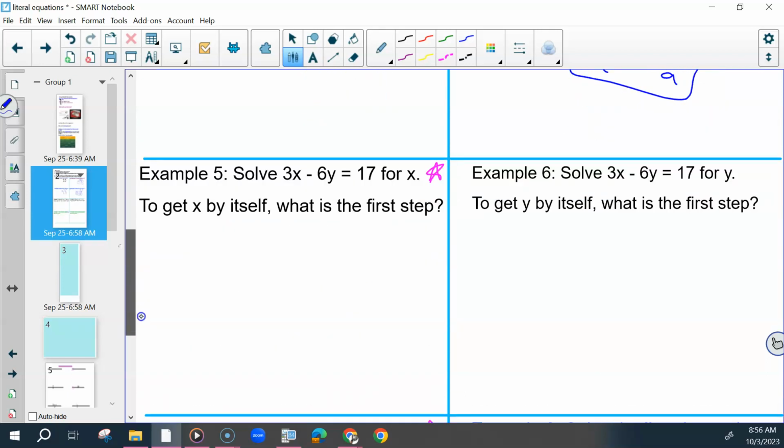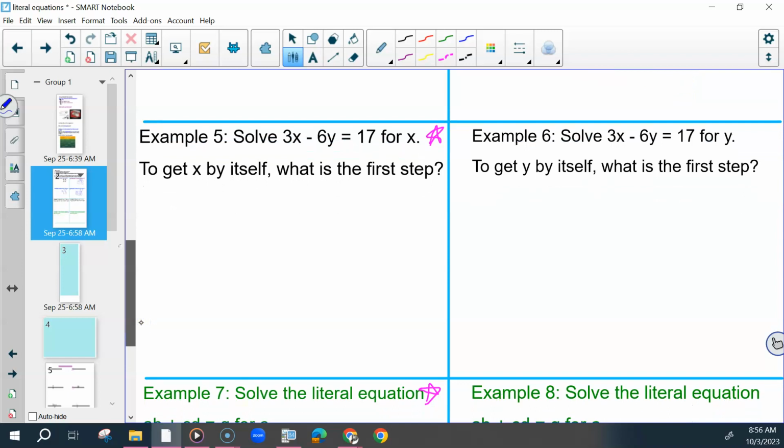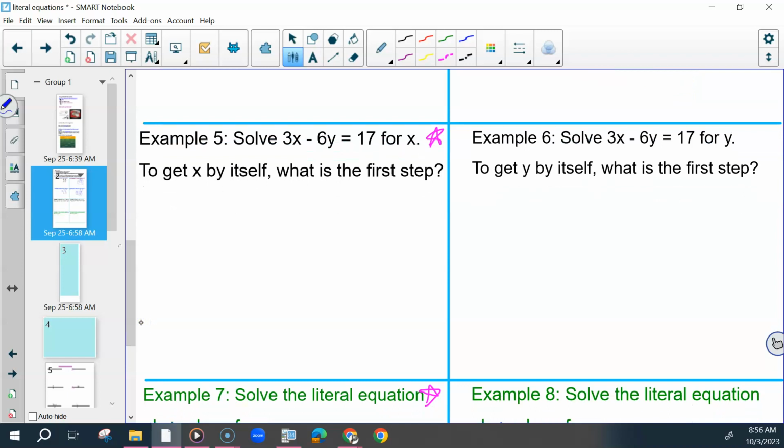Now let's pick it up a notch. Now we have letters and variables. We're still just going to get an equation or a formula that has numbers now with variables, but the process is the same. And number 5, we were trying to get x by itself. What would be our first step?